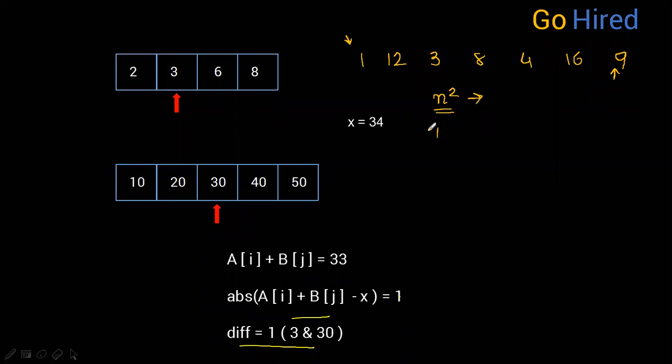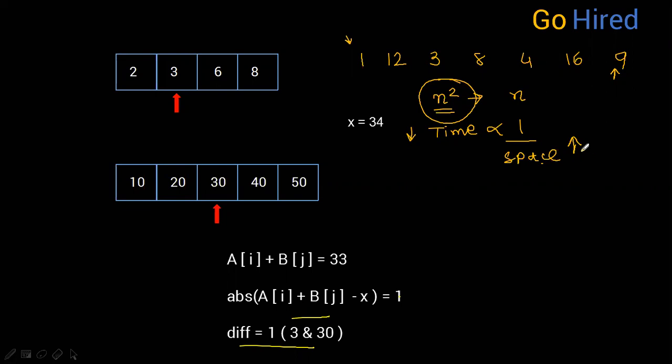Now, if you don't want to do it in order of n square, remember one thing, that the time complexity is always inversely proportional to space complexity and vice versa. So if you want to reduce the time complexity, you need to increase the space complexity. So if you want to reduce order of n square to n, you need to increase the space complexity. So what can you do?